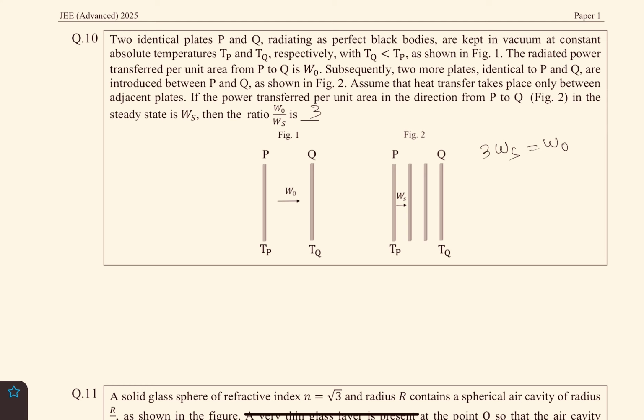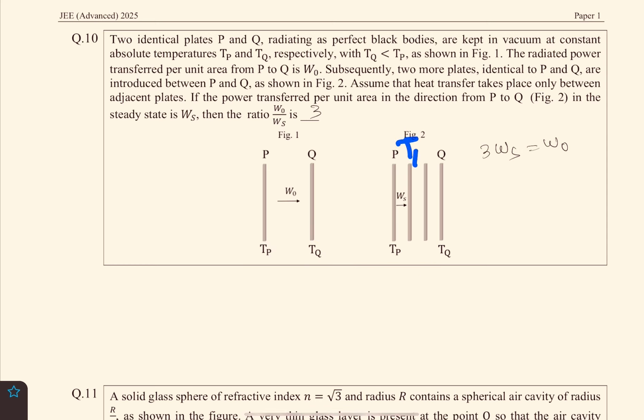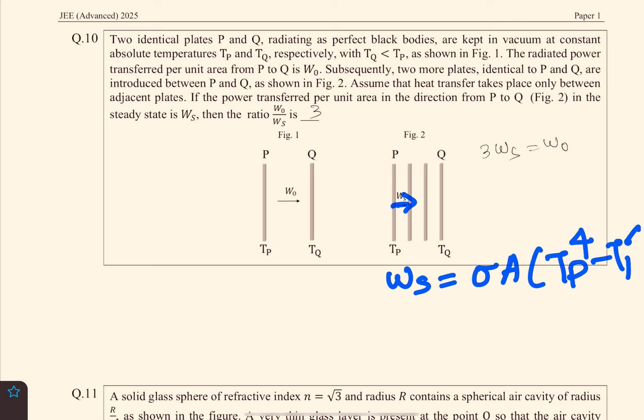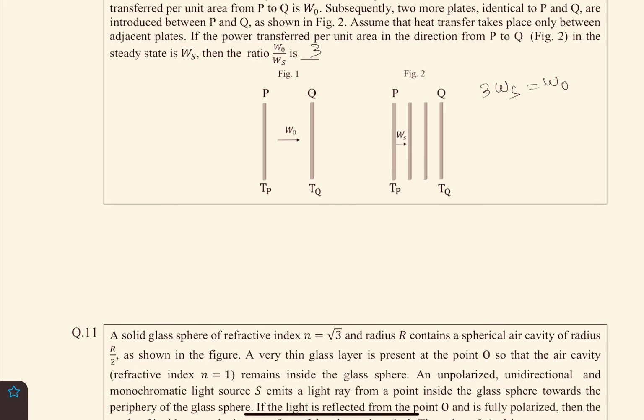Initially you are having these two temperatures, and when you apply Stefan-Boltzmann law, you will get this kind of expression. But when you are applying for this case, now there are two intermediate plates, T1 and T2. So you have to write for these two, then these two, then these two. It is given that the heat transfer takes place only between adjacent plates. So in 3 steps you will write. Let's suppose Ws is given. So Ws will be sigma A Tp to the power 4 minus T1 to the power 4, and so on for the next plate and then the next plate. Please try on your own.